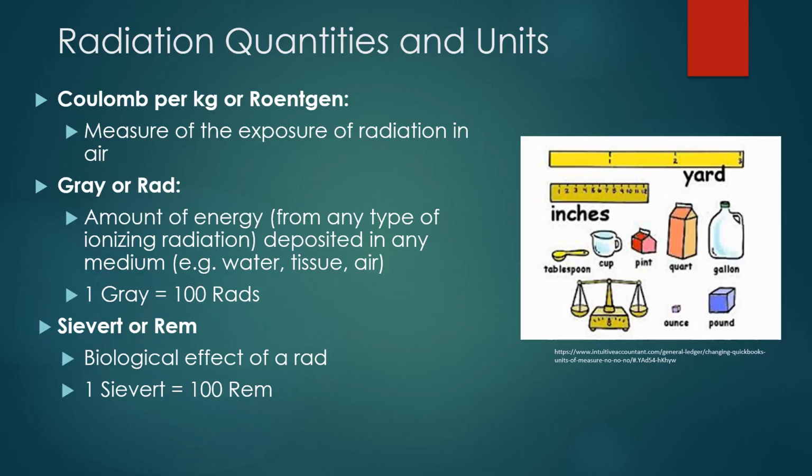The radiation quantities and units most often utilized for radiation measurement are the Coulomb per kilogram, or Roentgen, which is the measure of radiation exposure in air; the Gray or rad, which is the amount of energy from any type of ionizing radiation deposited in any medium such as water, tissue, or air; and the sievert or rem, which is the biological effect of a rad. 1 Gray is equal to 100 rads, and 1 sievert is equal to 100 rem.